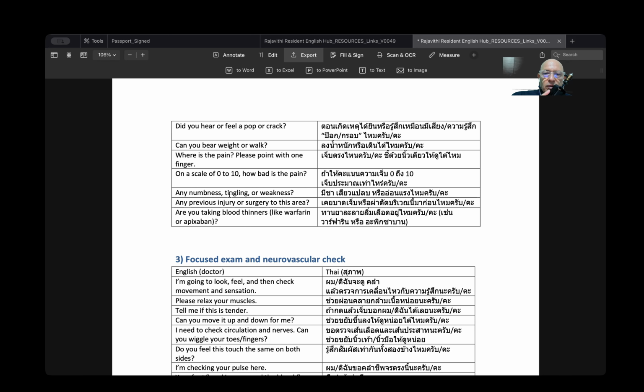Any numbness, tingling or weakness, any previous injury or surgery to the area. Are you taking blood thinners? And are you taking any medication?